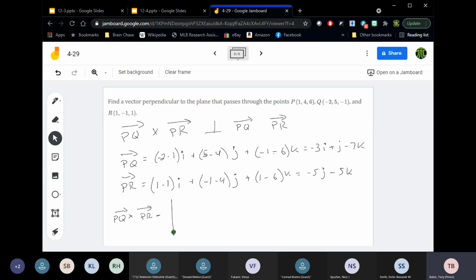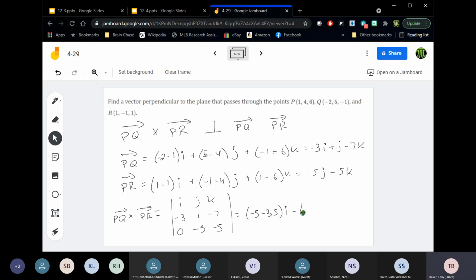Of these, I have I, J, and K, and I fill in the values: -3, 1, and -7, and 0, -5, and -5. So my I component is 1 times -5, which is -5. Then -5 times -7 is positive 35. So that's 35 for I.